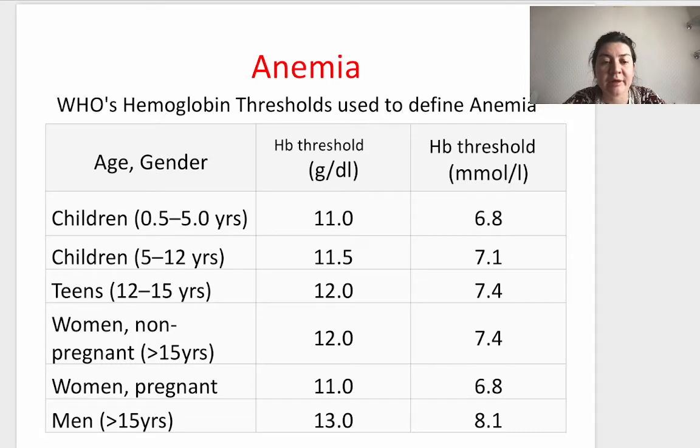Non-pregnant adult women: it is 12 grams per deciliter and 7.4 millimoles per liter. For pregnant women, a little bit lower, like for children, 11 and 6.8. And in adult men, it is 13 grams per deciliter and 8.1 millimoles per liter.